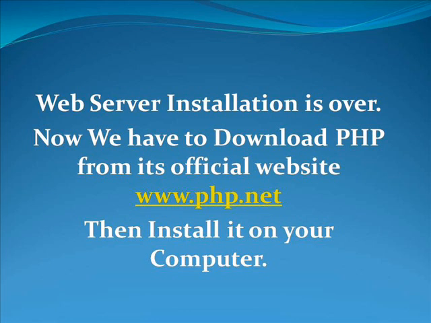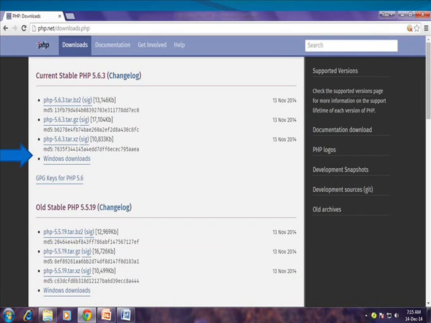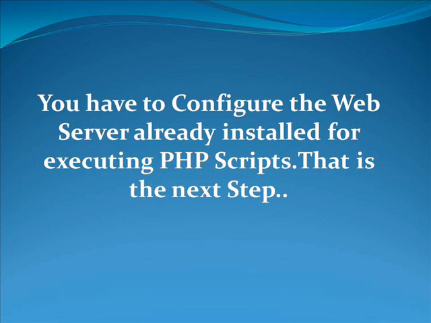Web server installation is now over. You have to download PHP from its official site. Then you have to install PHP. It's a very easy process. At www.php.net you can see the download menu. Clicking on that, you can see this screen. You can download it and install it. It is very easy. After installing PHP, you have to configure the web server for running PHP.